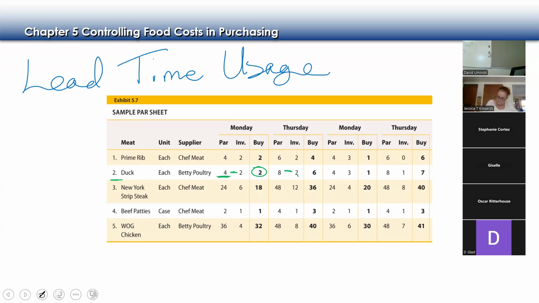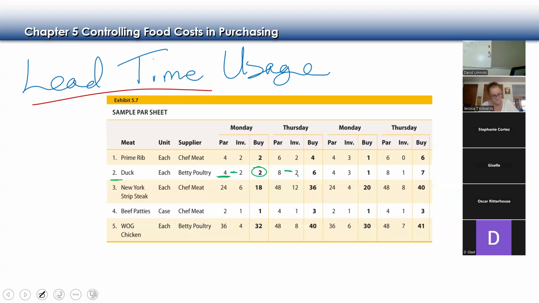Okay. And so this concept of lead time is the difference of time between when we place the order and when we actually receive it. So that gap of time in between, I place my order and then I'm going to receive it at a later time. So that's number 7.